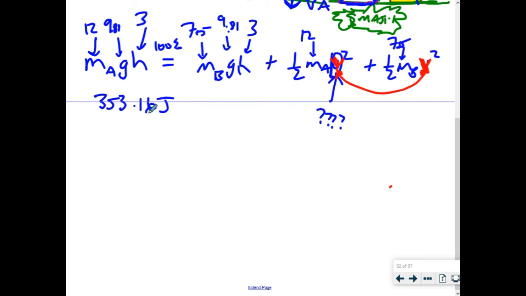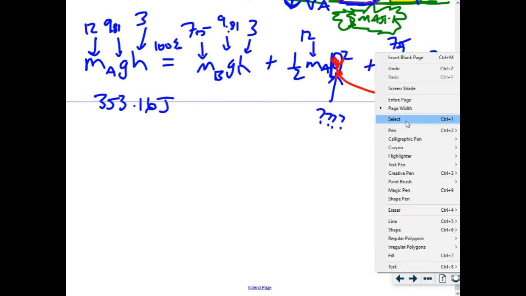Is there more energy than that in the universe? Absolutely. But in terms of our system that we care about, that's all the energy we get to begin with. Which means that all of this energy over here better equal 353.16. Sound good? Let me move this down a little bit, though, because I think I need a bit more room.